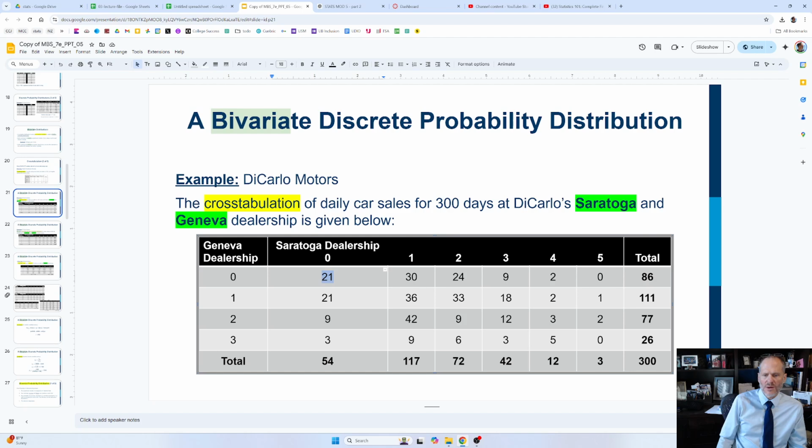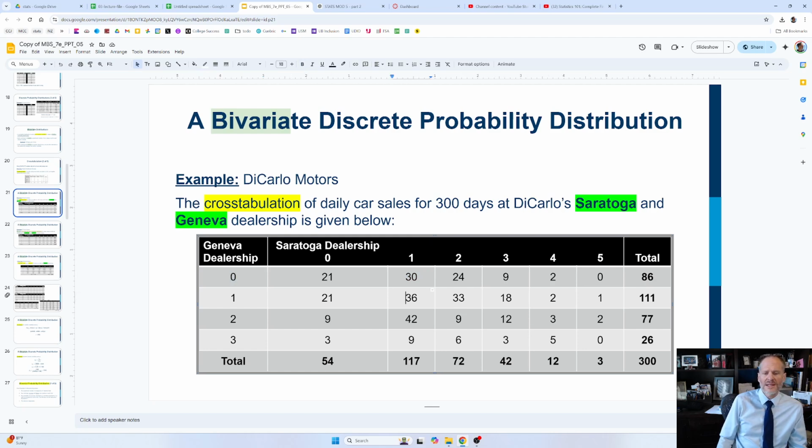How many days were there 1 sale at Saratoga and 0 at Geneva? There were 30 days out of 300 where there's 1 sale at Saratoga and 0 at Geneva. Sorry, there were 30 days where Saratoga sold 1 car and Geneva sold 0.